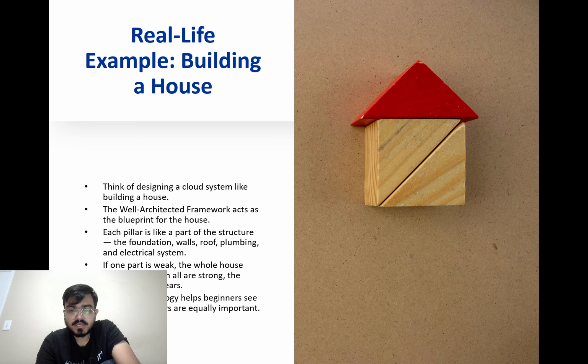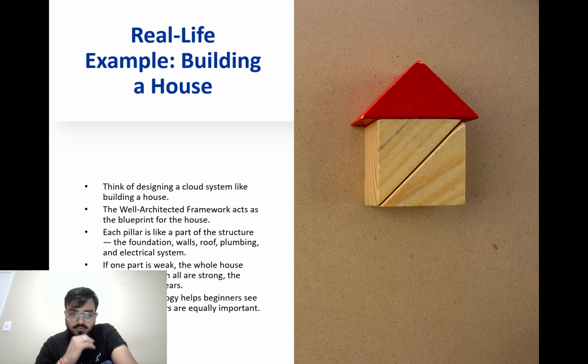Let's see some real life examples: building a house. Let's understand the framework with a simple example, building a house. The Well-Architected Framework is like the blueprint of your house. Each pillar is like a different part of the structure. Operational excellence is like maintenance, fixing things regularly. Security is like the locks and alarms on your doors.